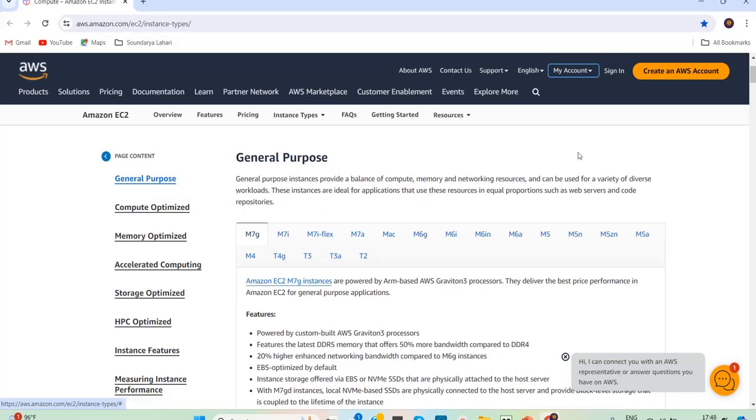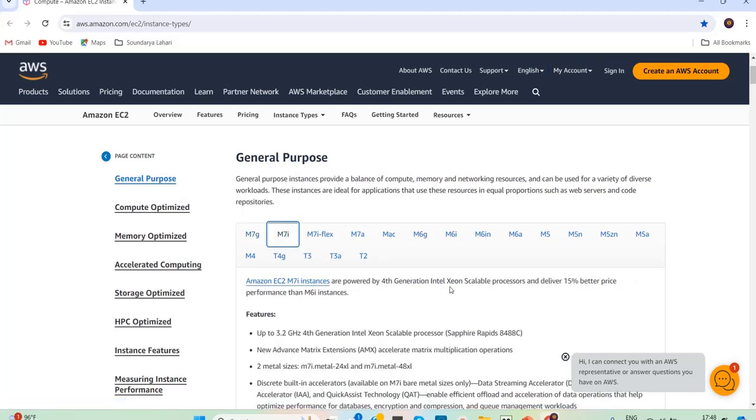And for our free tier also, see, even in general purpose we have different categories internally. See, M7G, this is one model. M7G instances are powered by ARM-based AWS Graviton processors. And M7I instances use Intel Xeon Scalable processors. So even in the general purpose instance type, internally it has multiple types again. So you can granularly select the instance type you need for your particular project.